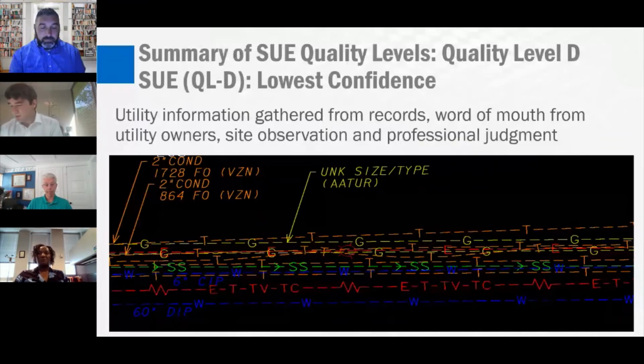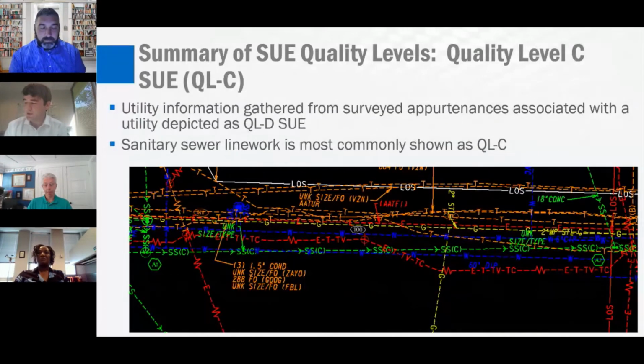Thanks. So quality level C indicates that we have two surveyed utility appurtenances that quality level D records show has utility line work connecting the structures. In this case, we have two sewer manholes at the bottom of the screen there that are connecting sewer line work. As noted in the exhibit here, we have a parenthesis C in the line style, which indicates quality level C SUE. Ready for the next, Joseph?